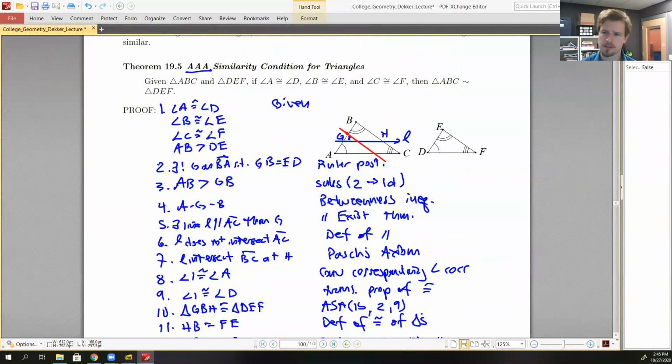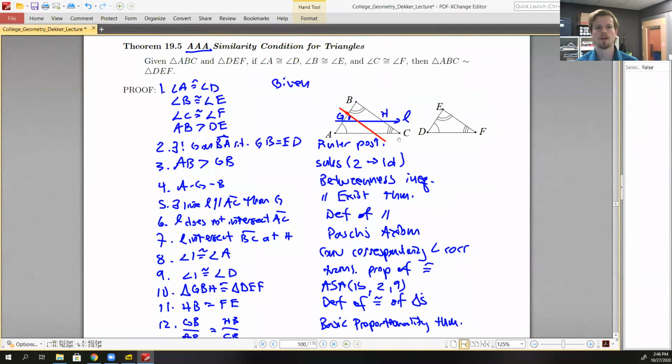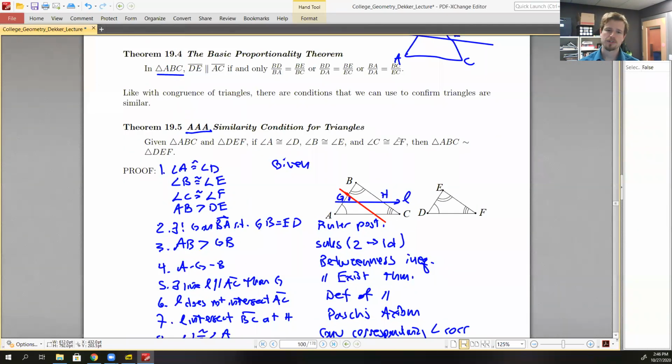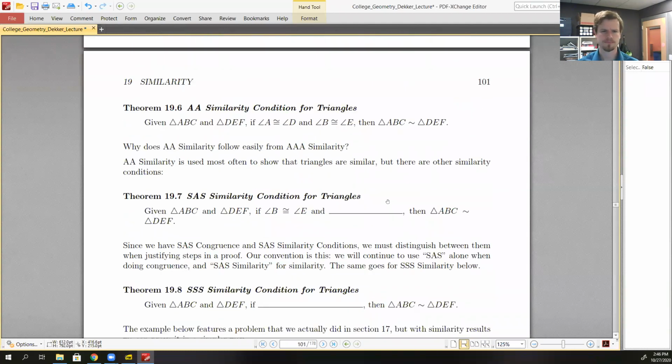Equal angles, congruent angles, and the proportional side lengths. So triangle ABC is similar to triangle DEF. All right, excellent. So we have our first similarity condition for triangles. There are others. Let's take a really brief look at a couple others.